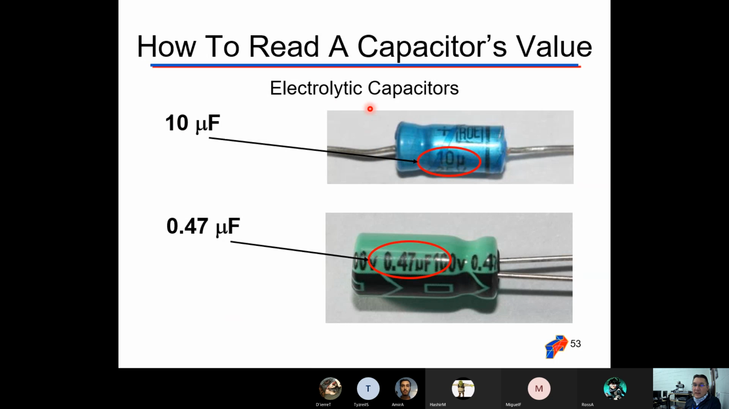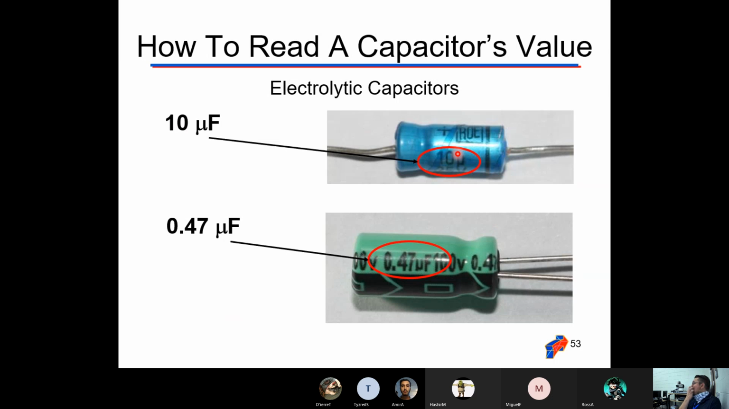For electrolytic capacitors, they're going to give you the value written right on the side, so you don't even have to try to figure it out. They'll tell you, oh, it's 0.47 microfarads, and that's how you know.